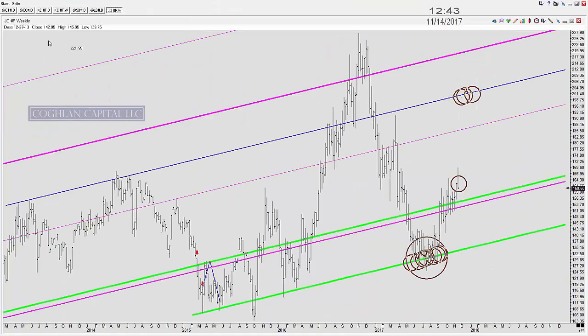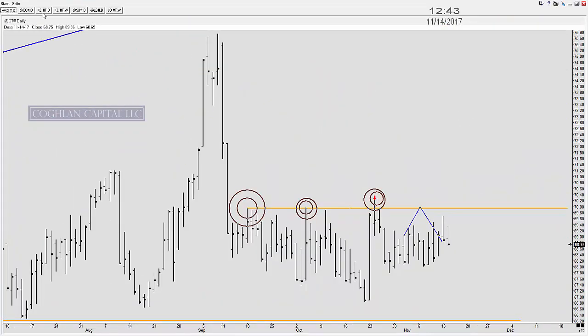Softs, real fast now. I'm just going to bang through these. Cotton, I still need to see whether we can take out 70 to the upside.